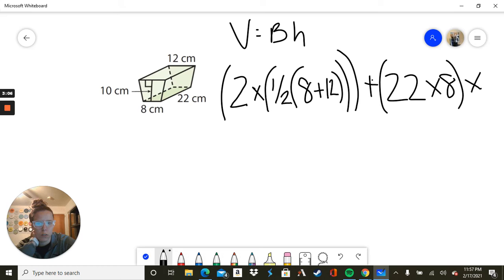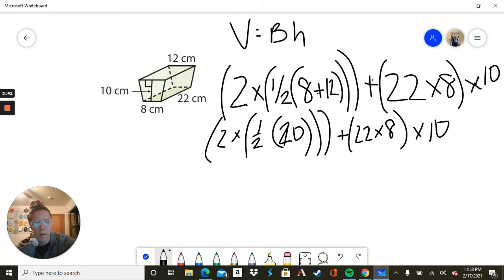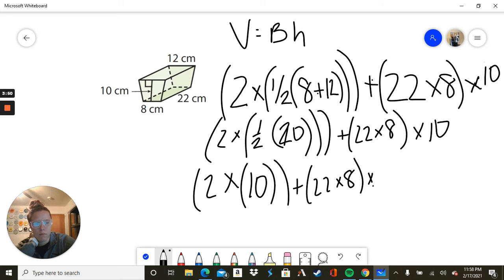And then we would multiply by 22 for the height. Or no, excuse me, 10 for the height, not 22. 10. Okay, so first let's start here. 8 plus 12 is 20. I'm just rewriting it each time so you can follow all the steps. You remember PEMDAS. So we did inside parentheses. Then we do the next parentheses. 20 times half is 10 times 2 plus 22 times 8 times 10.